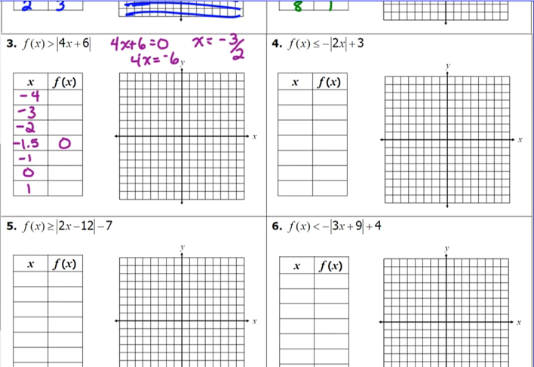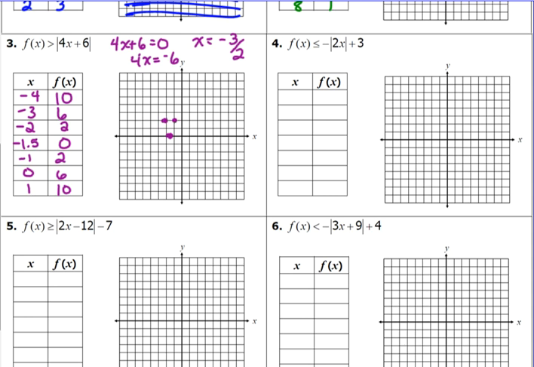So when we plug in negative 1, we get what? 2. When we plug in 0, we get 6. When we plug in 1, we get 10. When we plug in negative 2, we get 2. Negative 3 gives us 6. Negative 4 gives us 10. So obviously our graphs don't go to 10. So negative 1.5, 0 is our vertex.